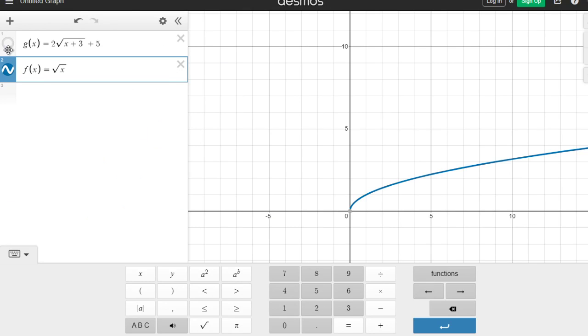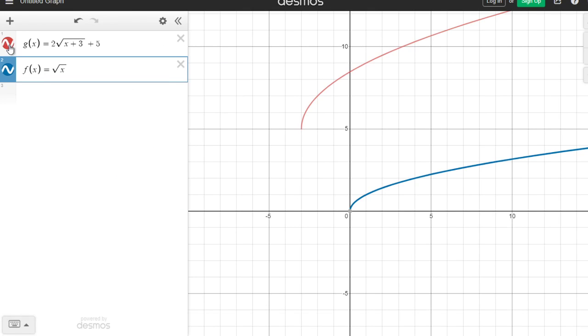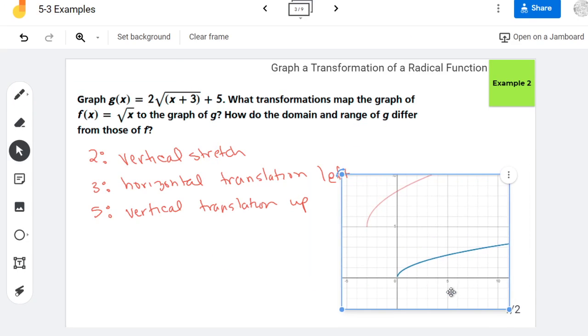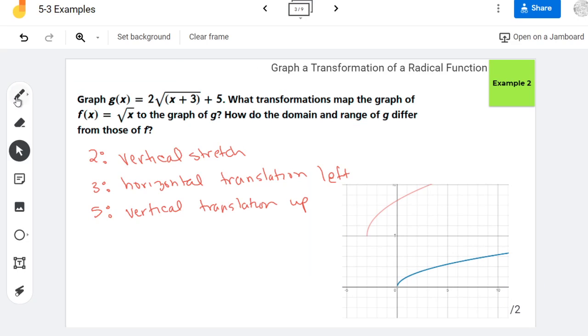So now I'm going to actually put the entire function up there. So this red line is now our function that we're graphing. I'm going to take a snippet of it so that I can put it onto my Jamboard and we can write on it. Okay, so this translation to the left by 3, 1, 2, 3, is changing our domain.